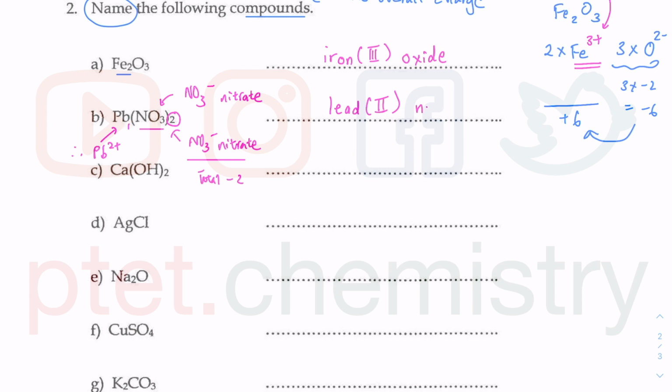So this is called lead 2 nitrate, sorry. You pronounce it as lead instead of lead, okay? I don't know, actually, I'm not an English teacher, so, you know, probably best if you ask an English teacher.